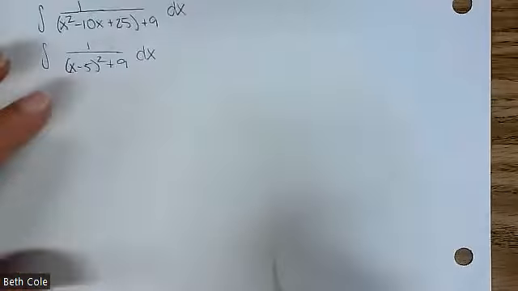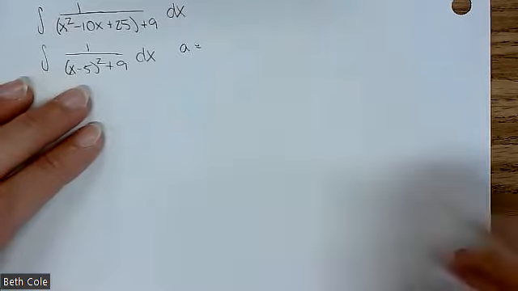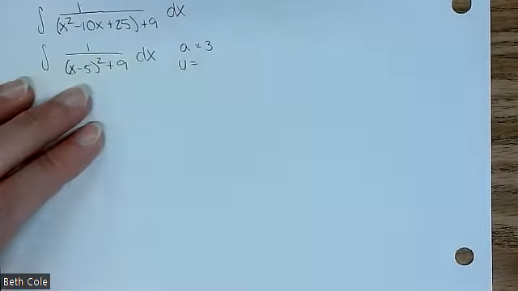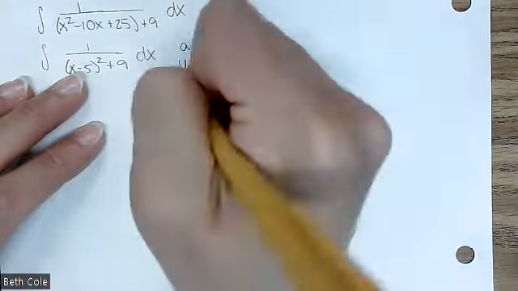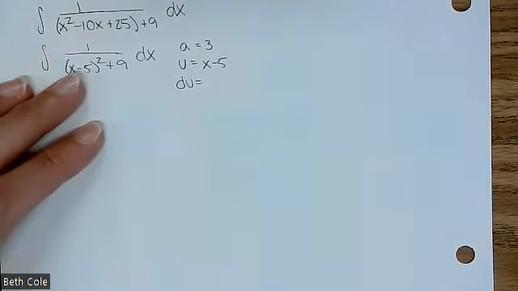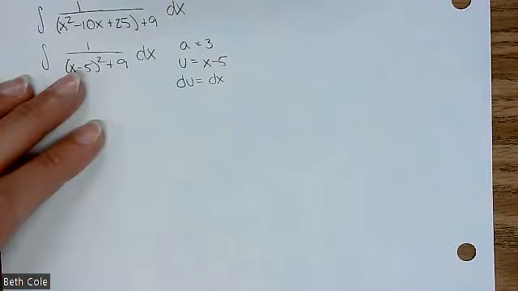Tangent. There's no square root. What is A? A is going to be a number. 3, good. U is going to take the place of the variable. That would be the x minus 5. And if you do the derivative of x minus 5, it would just be 1 dx. The minus 5 we don't worry about because that's a constant. You do the derivative, it's gone.